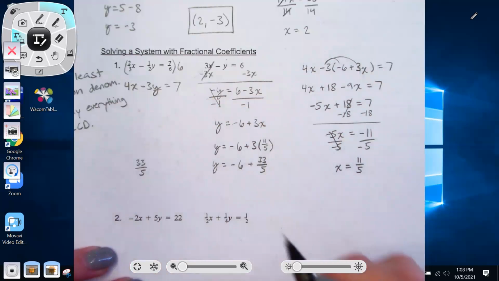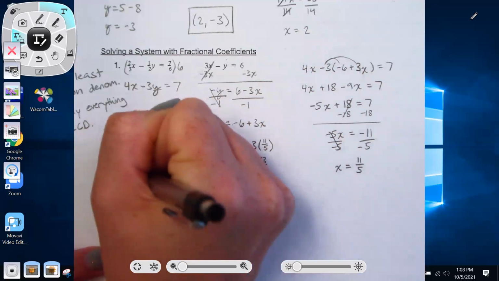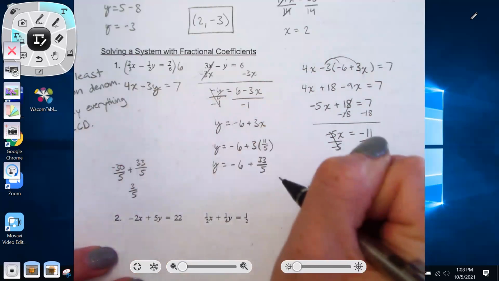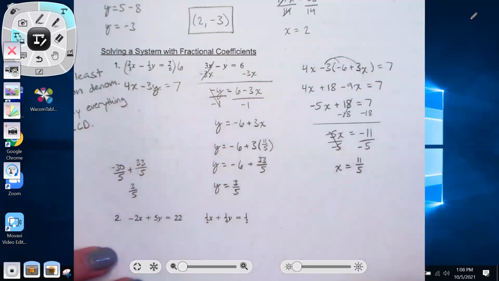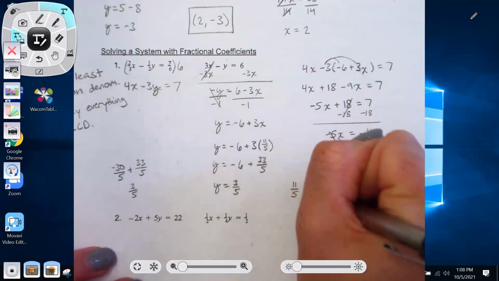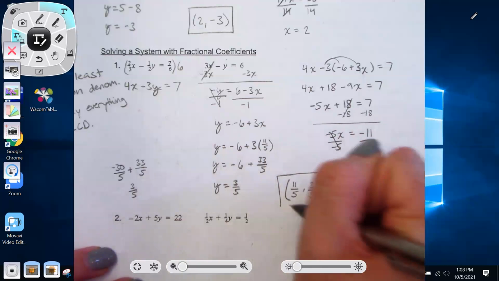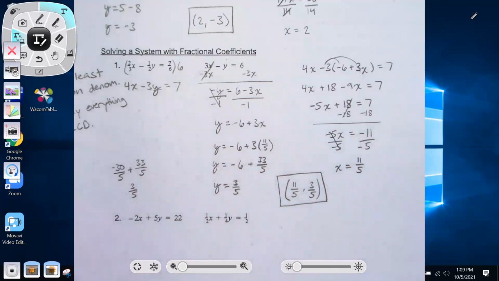So would this be plus or minus? Okay, time out. You see where it's y equals. For y, you should get a fraction. For x and y, you should get a fraction. This is where you start, right? This is right here. Yes.